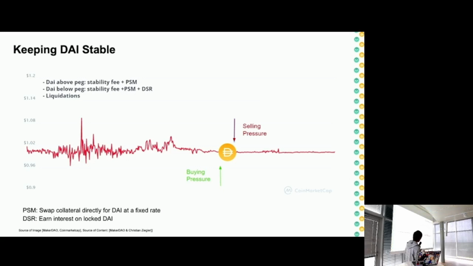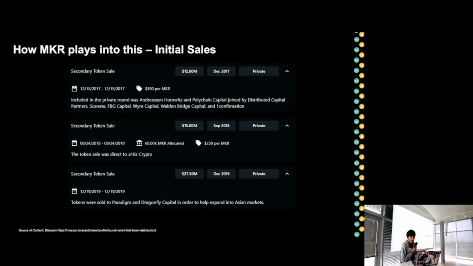This will increase the DAI price. And the selling pressure is related, but I'll skip this one.